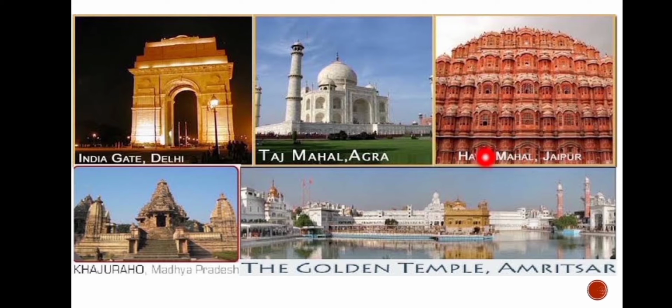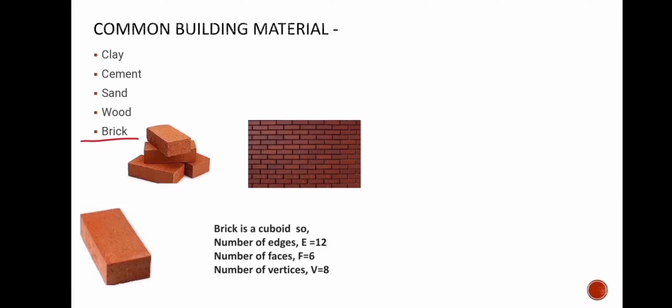Next one, Hawa Mahal. Hawa Mahal is situated in Jaipur, and Jaipur is in Rajasthan. Next one is Khajuraho, and I know you all are familiar with this state. Khajuraho is situated in Madhya Pradesh. And last one is the Golden Temple, and Golden Temple is situated in Amritsar. Amritsar is in Punjab. So children, can you tell me what materials are used to make these buildings?